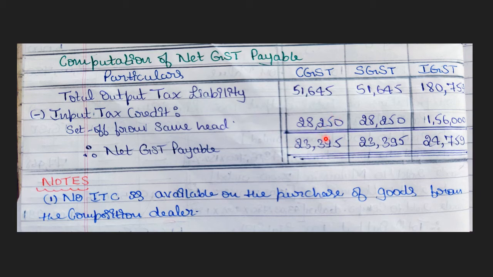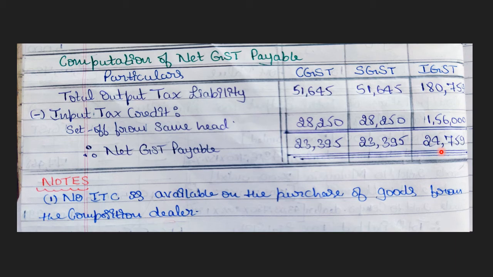So the final net GST payable will be 23,395 that she has to pay to the central government as CGST. Again 23,395 that she has to pay to the Karnataka government as SGST. And finally she has to pay 24,750 as IGST tax liability to the central government. So this is how we need to calculate net GST payable.